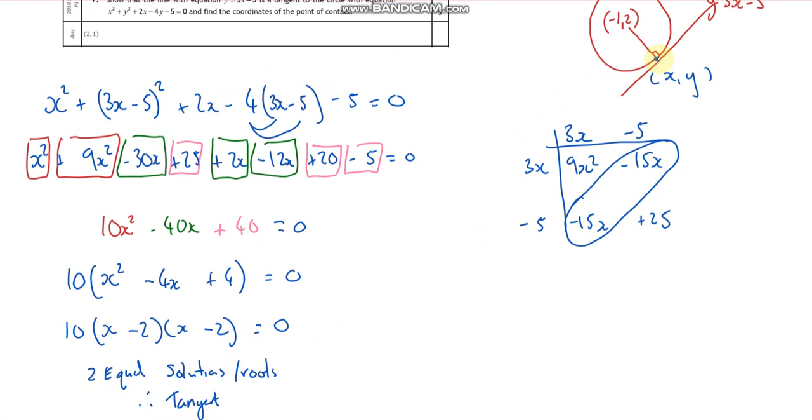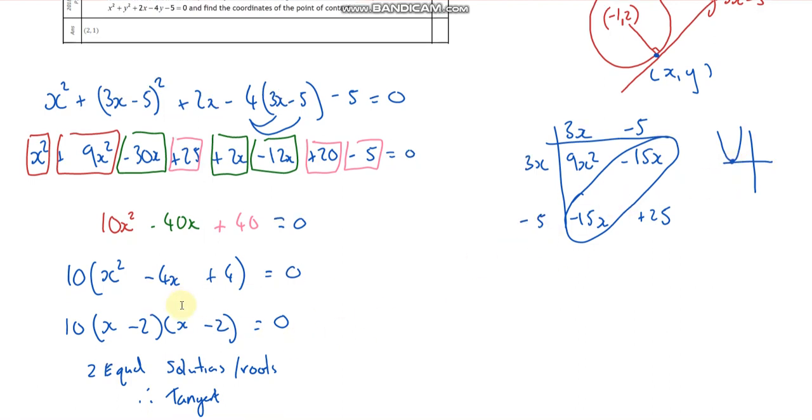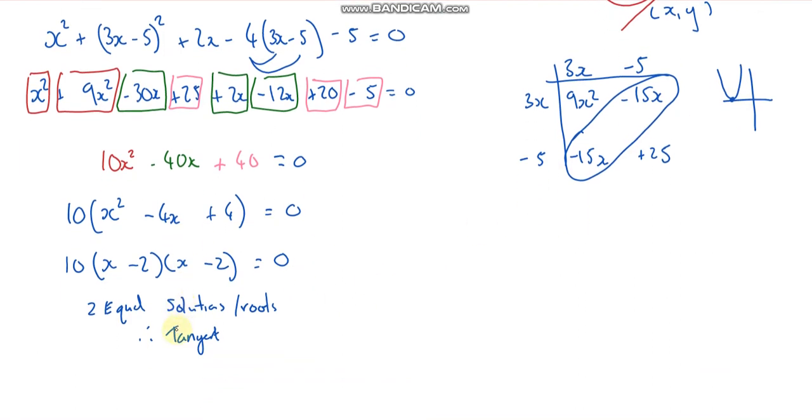In the same way that when we were doing roots of a parabola, we would say that this has got two equal roots. So if you get two equal roots, you've only got one answer, so it's a tangent. So you could say that if you wanted, and then we can solve it and say it's a tangent at x equals 2, because the value of 2 will give me 0.